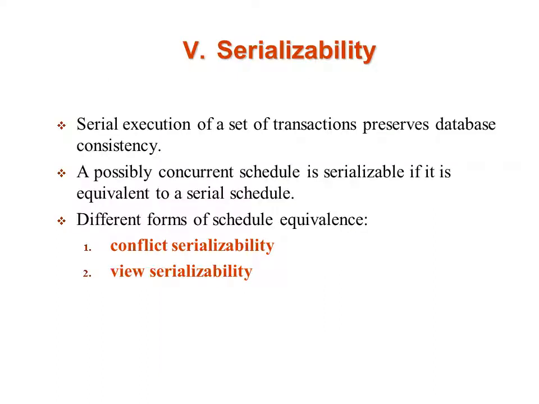So now we deal with serializability. See, serial execution of a set of transactions preserves database consistency. This is for sure. Now, a possible concurrent schedule is known to be a serializable schedule if it is equivalent to a serial schedule. We are going to discuss it in detail. So, using the forms of schedule equivalence, that is of two types, conflict serializability and view serializability.